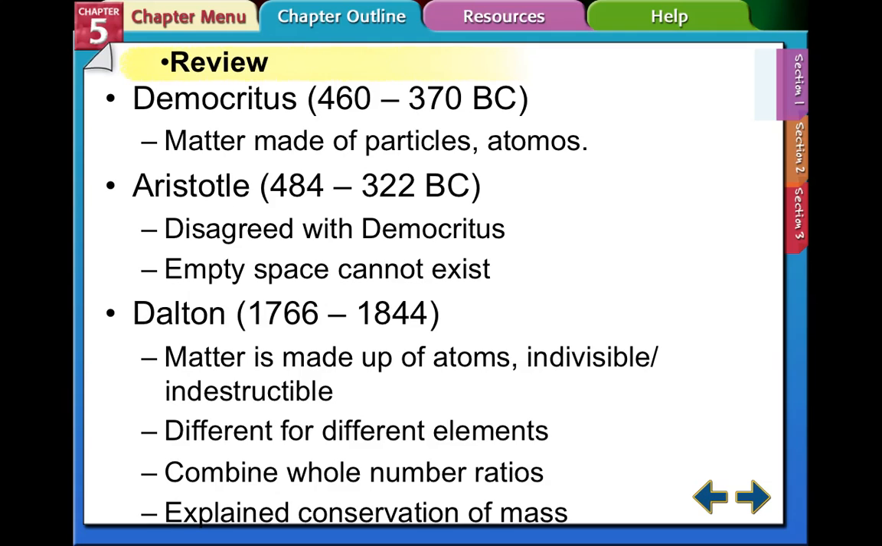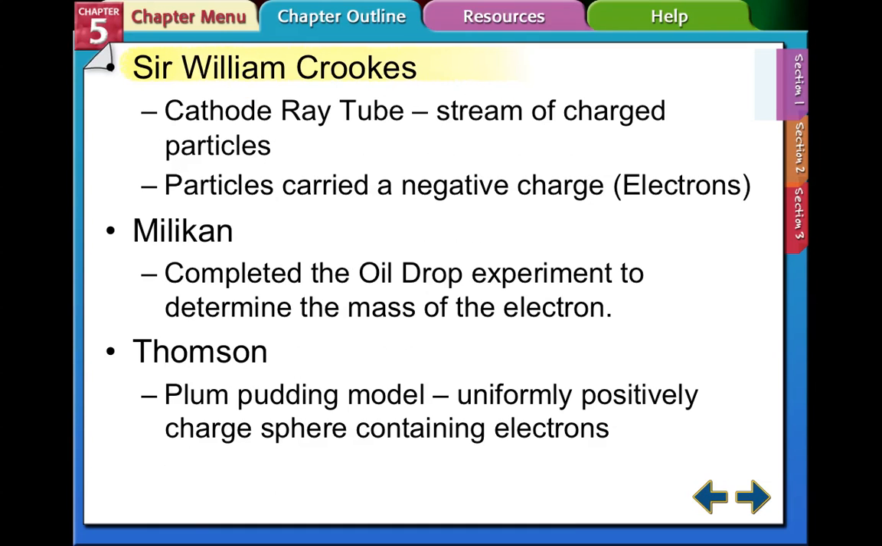Dalton then came along and said matter is made up of atoms, which are indivisible and indestructible. There are different matter for different elements. We can combine the elements in whole number ratios, and he explained the conservation of mass. Then Sir William Crookes came along using the cathode ray tube to determine that the stream going through there was charged particles, and then they learned that those were negatively charged, and we called those electrons.